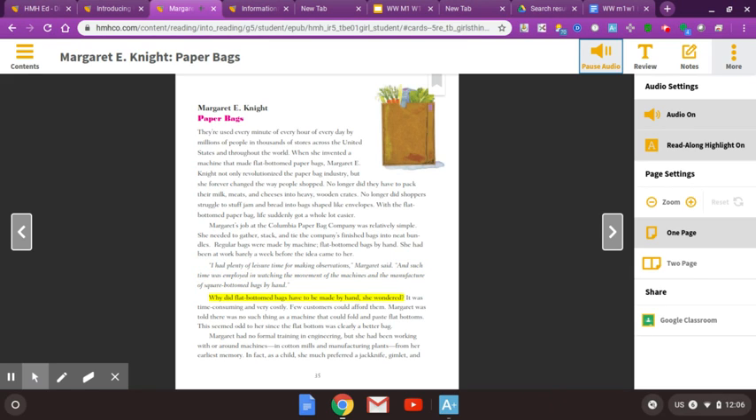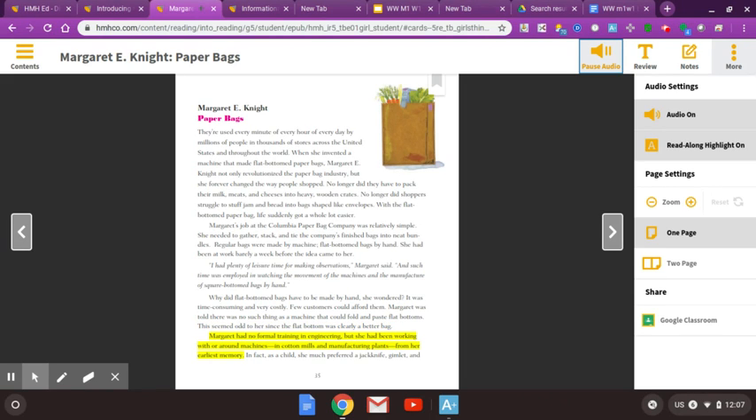Why did flat-bottomed bags have to be made by hand, she wondered. It was time-consuming and very costly. Few customers could afford them. Margaret was told there was no such thing as a machine that could fold and paste flat bottoms. This seemed odd to her, since the flat bottom was clearly a better bag.